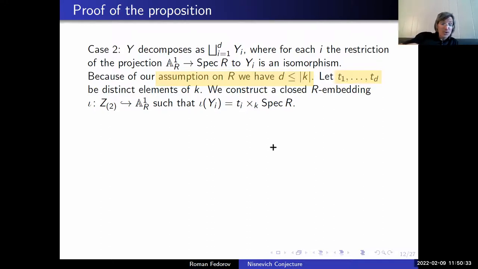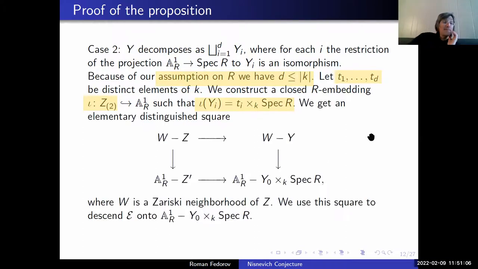And then the idea is that I'm going to straighten my Y, right? So I'm just claiming that I have a closed embedding of the whole Z, in fact, even of the second infinitesimal neighborhood of Z, such that Y_i just goes to the constant subscheme. Right. And in this case, I get an elementary distinguished square. So I pick as a Zariski neighborhood of Z. And I get the following distinguished square.